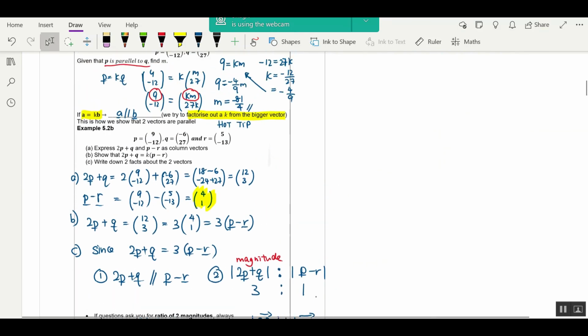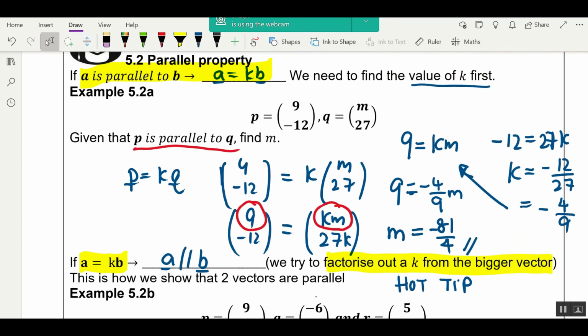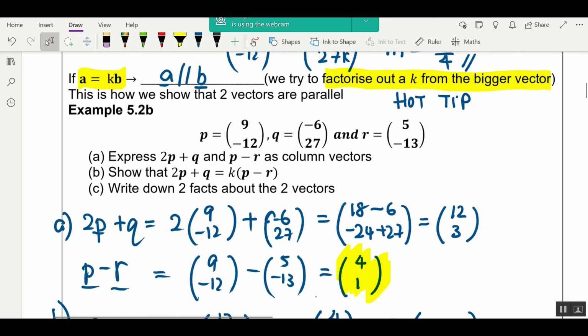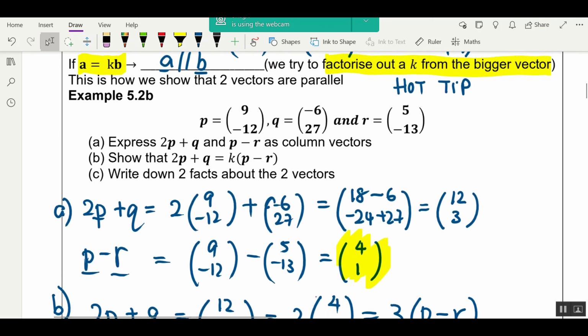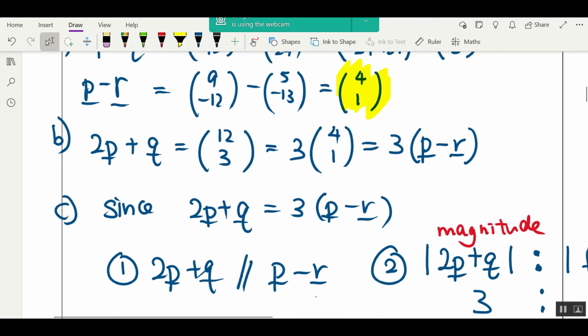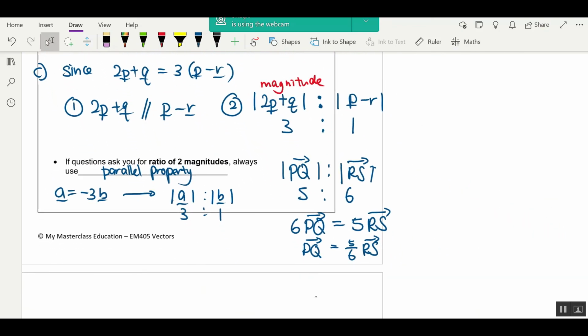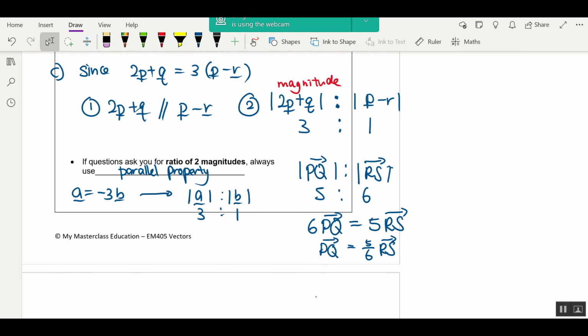Alright, so this part of the vectors is super important about parallel property. Number one, if you are given that they are parallel, just insert the k into the second vector. A equals to k times of B. Okay, if they ask you to show that two vectors are parallel, always factorize the k out from the bigger vector. Then you can show that it is equals to how many times of the second vector. And with that, you use it to say that the ratio of their magnitude is what is to what. Okay, and this concludes the second video on parallel property.